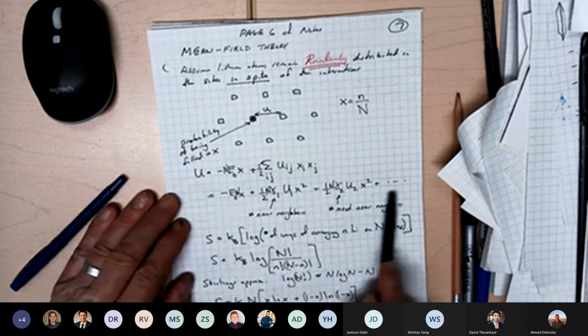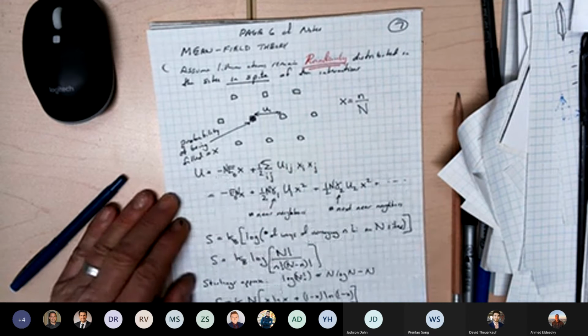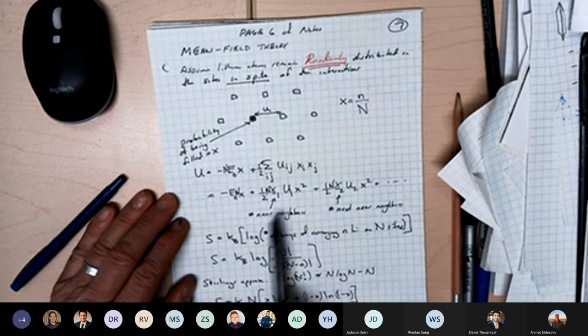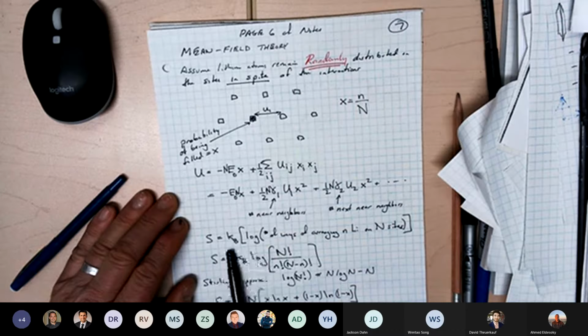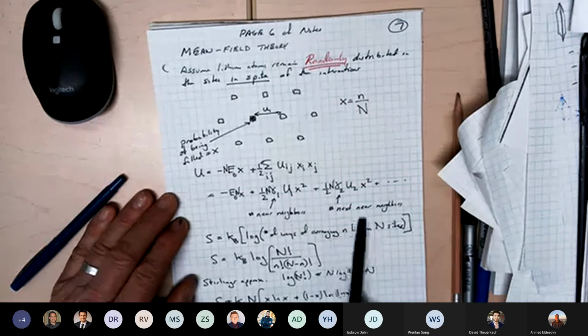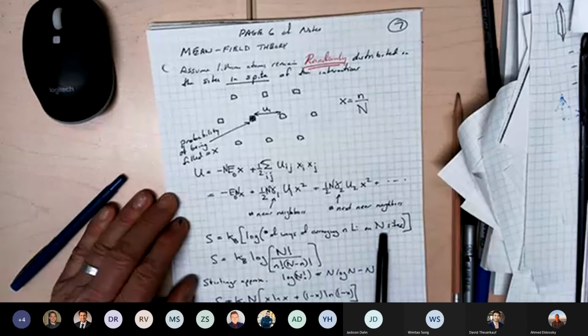So that's the internal energy just written down. And the entropy is also easy to write down because it's a random distribution. The entropy is Boltzmann's constant times the natural log of the number of ways of arranging the n lithium atoms on big N sites.